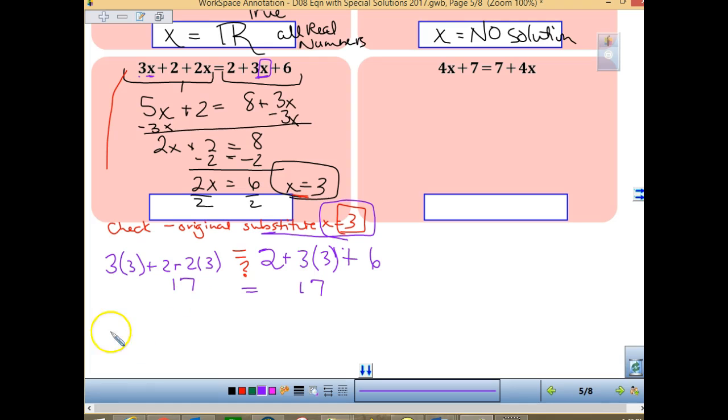I would like you right now to do this problem right here. Get all the x's on one side. So we subtracted 4x on both sides, and we got 7 equals 7, which then tells us that x is equal to all real numbers. Okay?